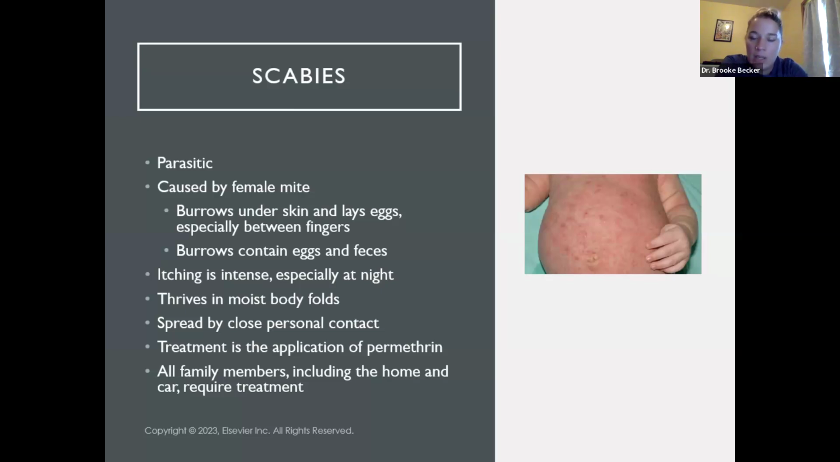Permethrin, which is also what you use for head lice, because that's a parasite as well, is what you treat with. Okay. And everyone in the home, and if they've been in the car with a kid with scabies, I mean, everyone that's had any kind of contact with somebody with scabies needs treated. Okay.